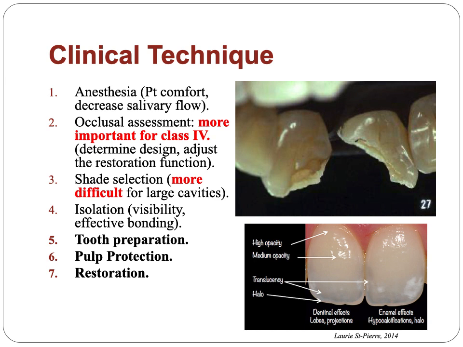This is very important in class 4 because class 4 is larger than class 3, so most likely part of the incisal edge is missing, so we need to do our assessment and see how much of the structure is missing and if we have a space to add our restoration. Then we need also to determine the design of the restoration depending on the occlusion and also adjust the restoration function. So the assessment is very important for class 3.